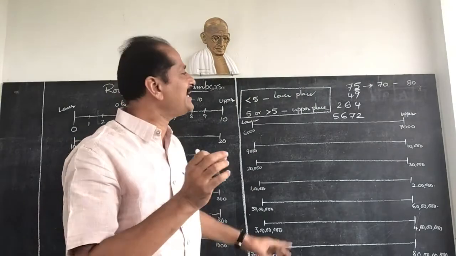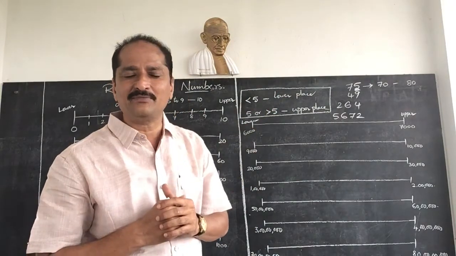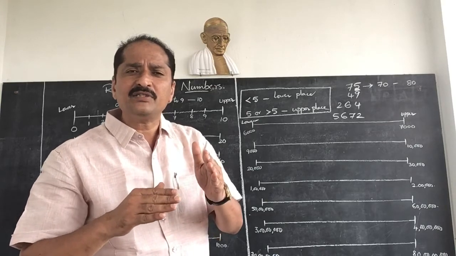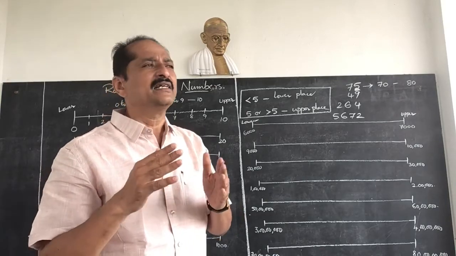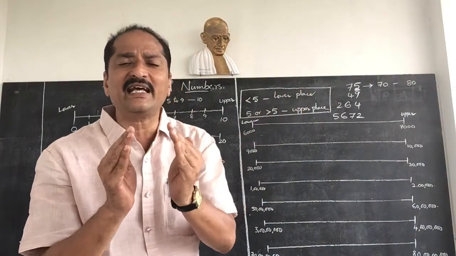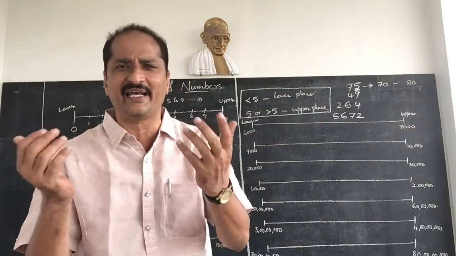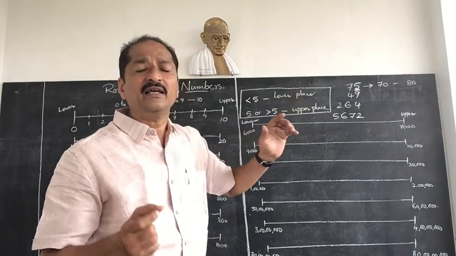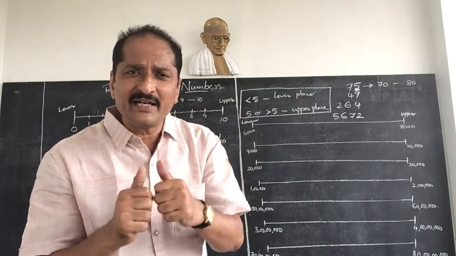So how many tens are there in 75? Observe carefully. 7 tens. That means this number comes after 7 tens, before 8 tens. That means this number is in between 7 tens and 8 tens, that is 70 and 80. 7 tens is 70, 8 tens is 80. So it could be rounded to either 70 or 80.